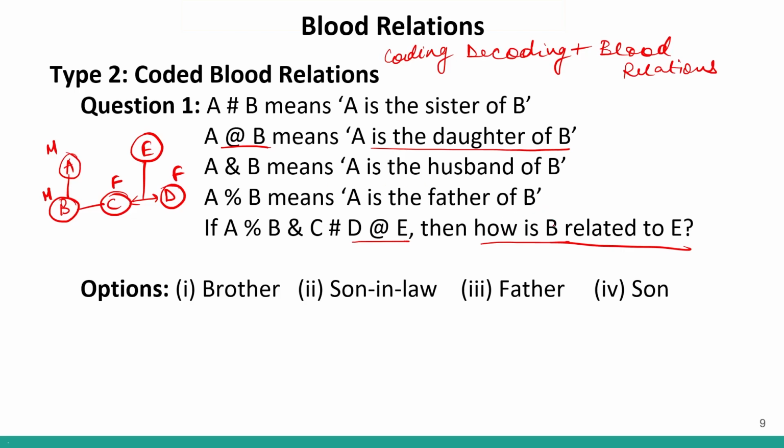Now let us look at the question. The question asks, how is B related to E? Over here, E is C's mother or father. It could be male or female. So how is B related to E? B will be the son-in-law because B's gender is known to us. E's gender is unknown, but B's gender is known. So B will be the son-in-law, which is given in option number 2. So option number 2 will be the correct answer to this question.